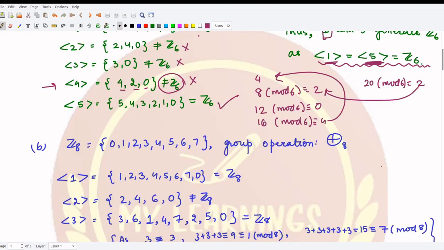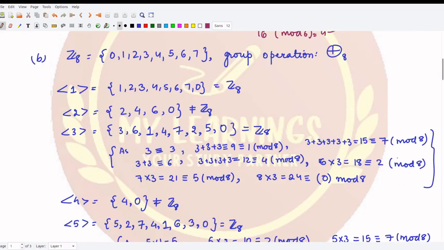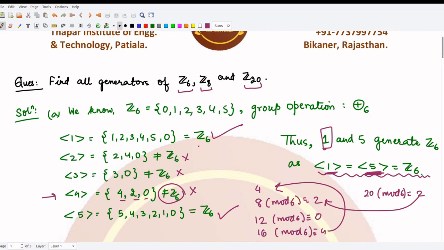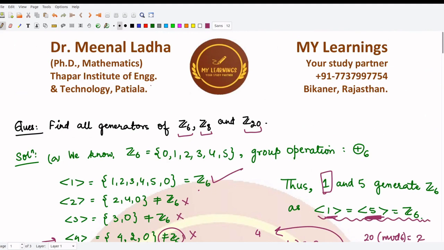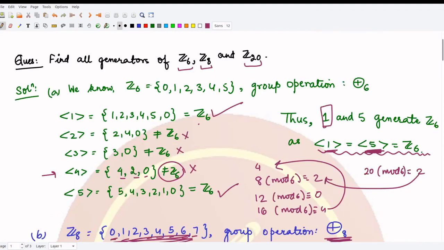Now let's move on to the second group where we have Z8. So here the elements would be starting from 0 up to 7. 0, 1, 2, 3, 4, 5, 6 and 7. The group operation is addition modulo 8, correct? So we have to perform the same operation with all these elements. Now I know the process is lengthy. If someone watching this video knows a shorter method, you can post it in the comments below this video, correct?